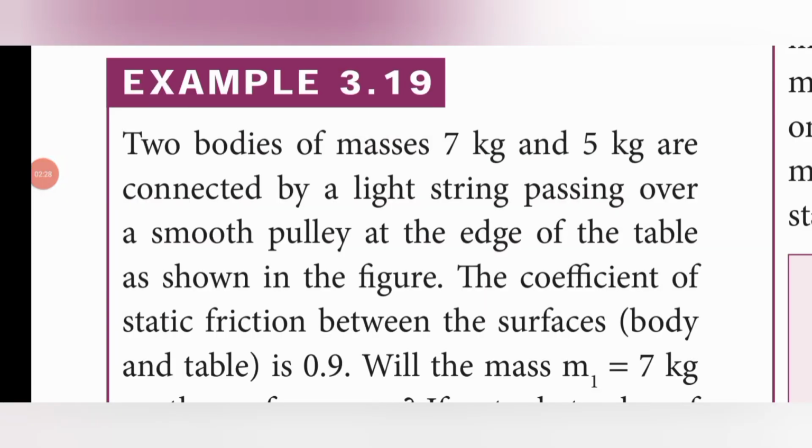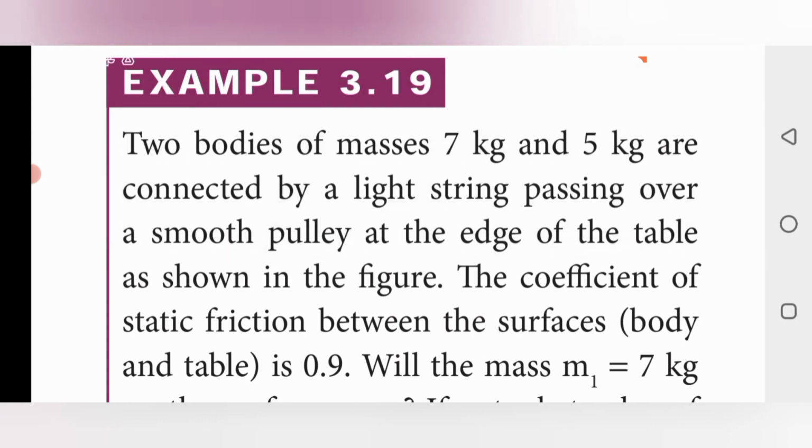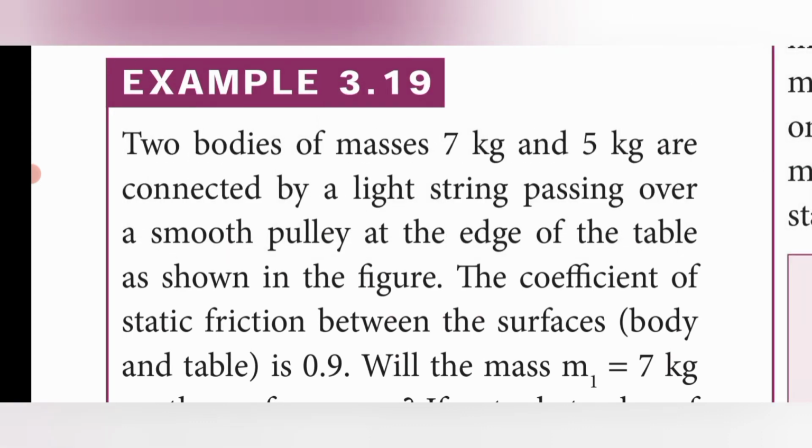Then the next one, example 3.19. Two bodies of masses 7 kg and 5 kg are connected by a light string passing over a smooth pulley at the edge of the table, as shown in the figure. I will show the figure now. Before that, m1 is equal to 7 kg and m2 is equal to 5 kg.